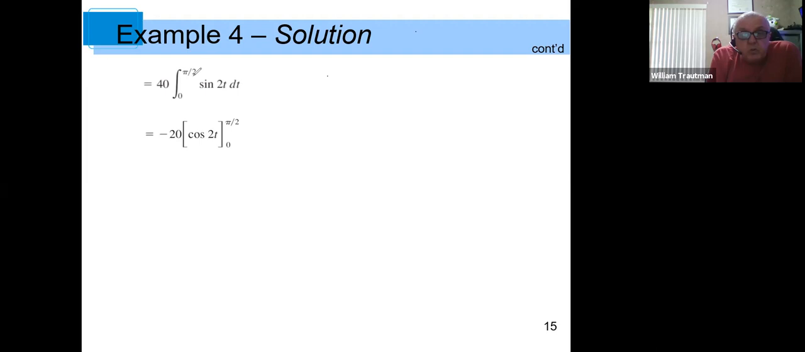And so we said it was 4, we got that out, and then we integrated this. Remember, when you integrate this, you have to have a du, since u is 2t. du is 2. So if I add a 2 out here for the du, I have to add a 1/2. 40 divided by 2 is 20. And then integrating sine, you get a negative. And then you plug pi over 2 into it, and then you plug 0 into it, because we're integrating from 0 to pi over 2.